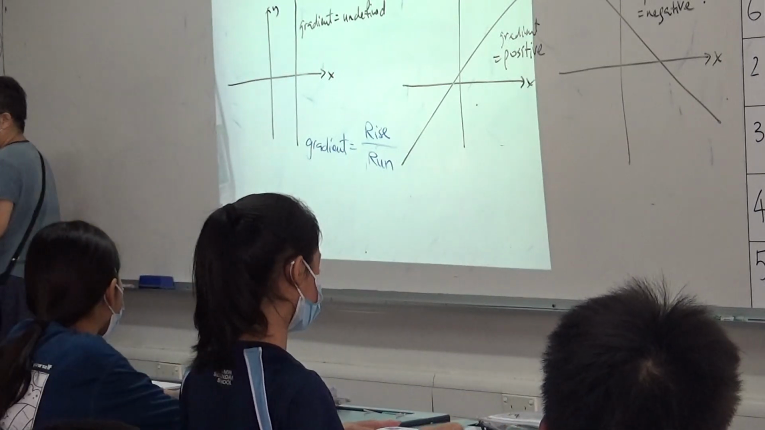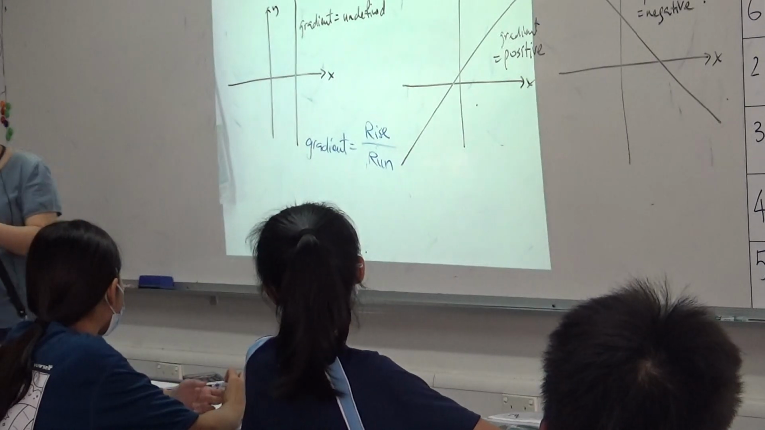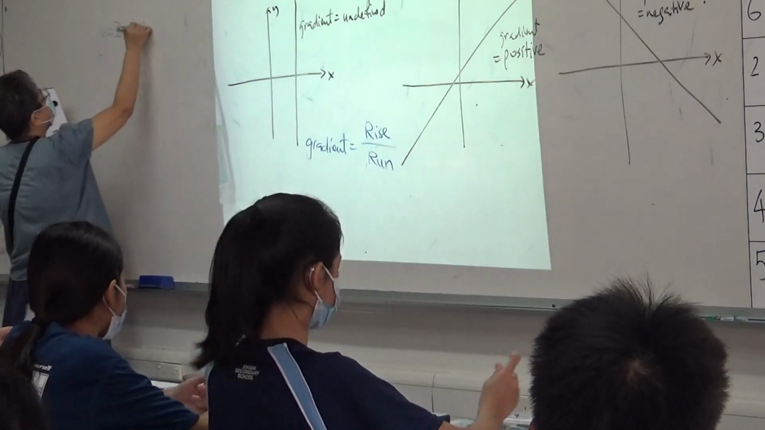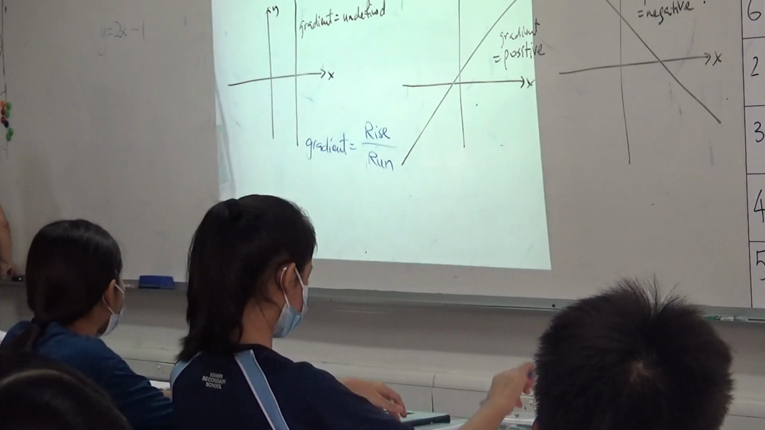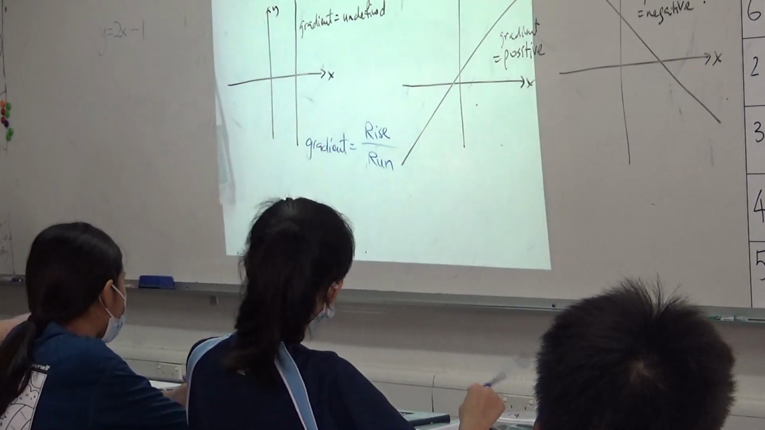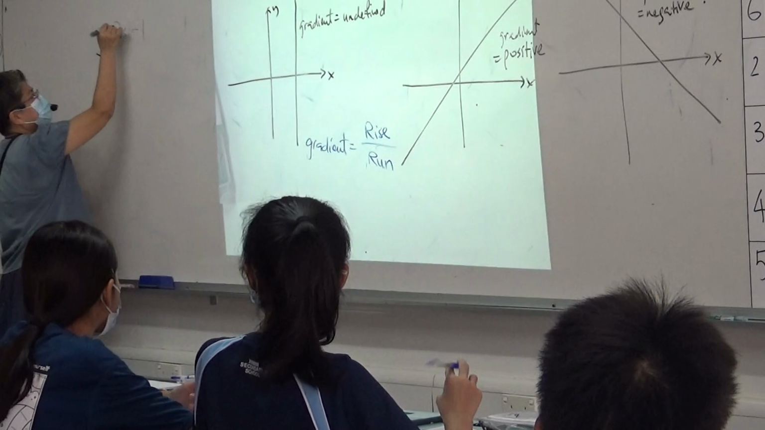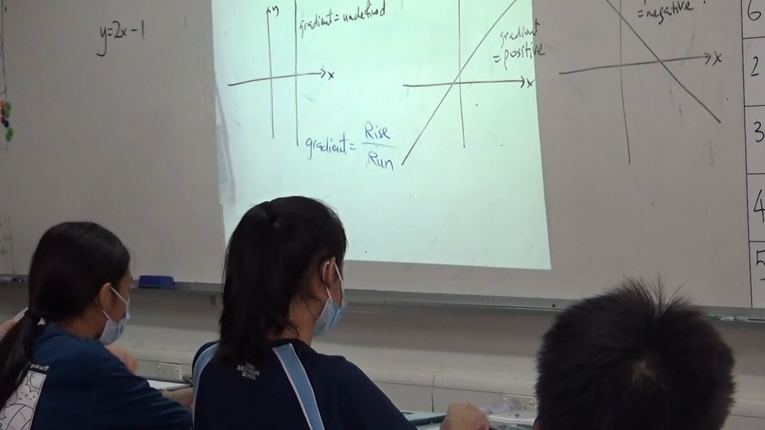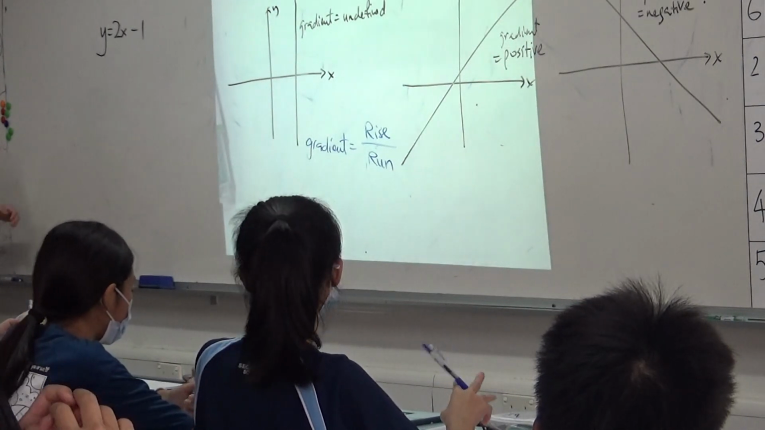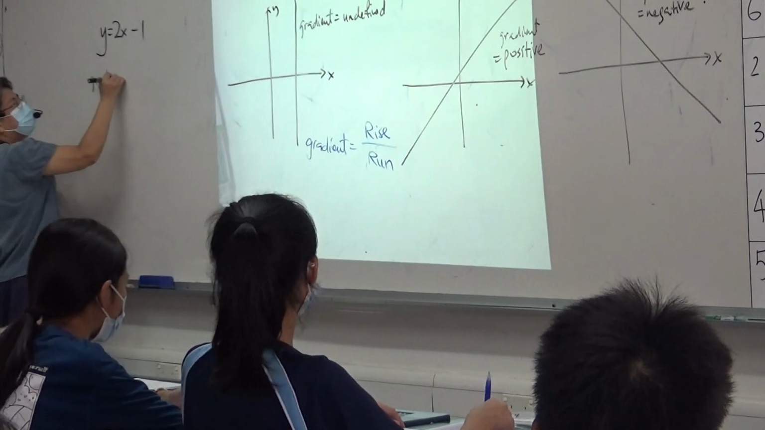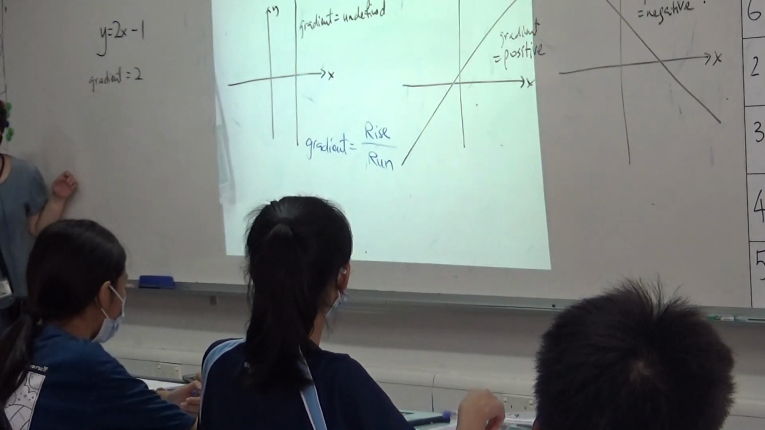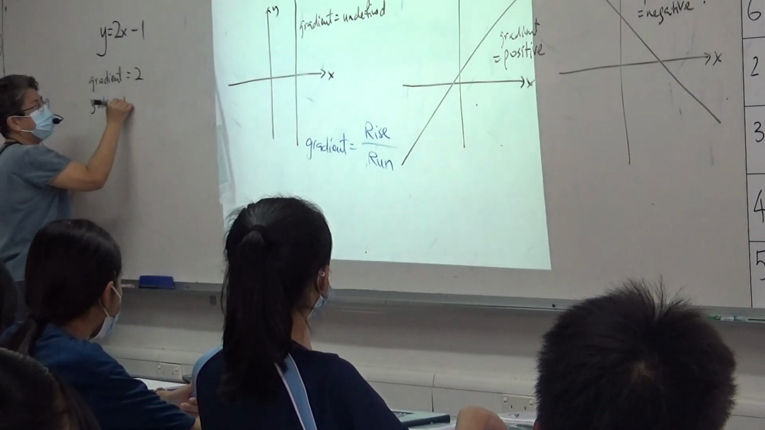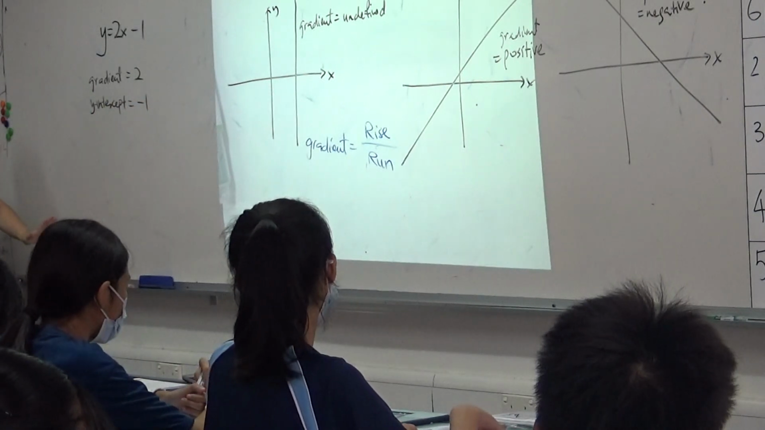Now, let's look at example 2. I'm going to tell you straight away. The equation of a line is this. All of you look up. y equals 2x minus 1. They give you this equation. Now, the question asks, state the gradient. This one is very easy. What's the gradient? 2, right? Not 2x. Gradient is a number. What is the y-intercept? Negative 1. Are we clear now?